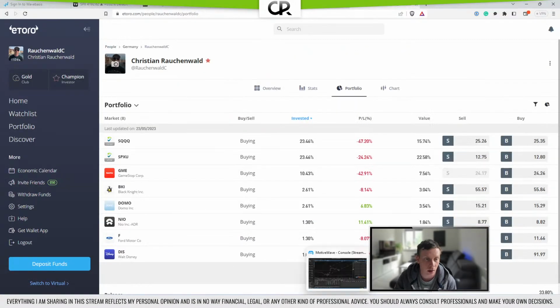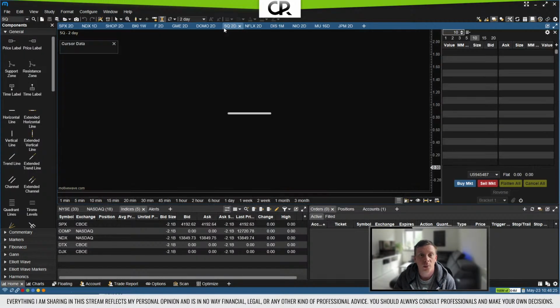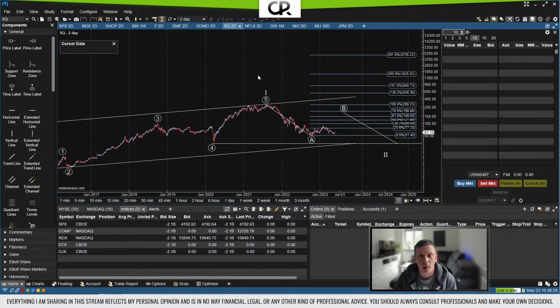What's the next thing? Neo would be the next thing, for example, or Disney actually is first. Let's first look at Square here. My prediction is that we are going down to the $30 mark. Most analysts predict that we are going up to the $170 mark.